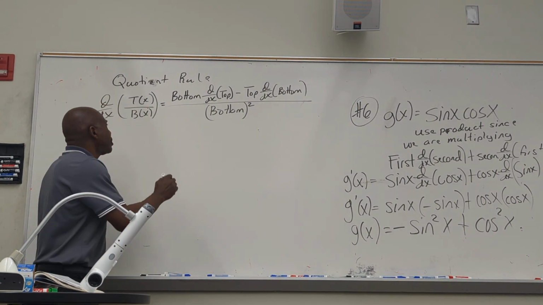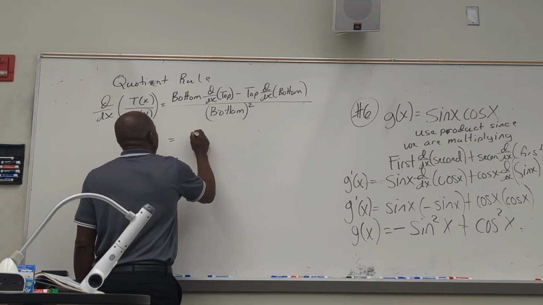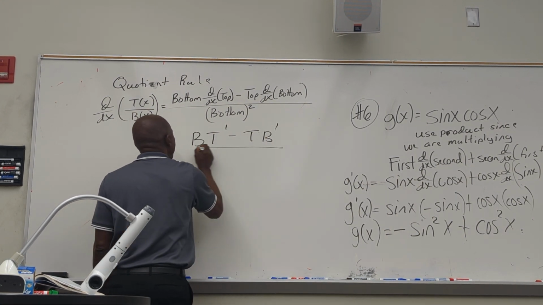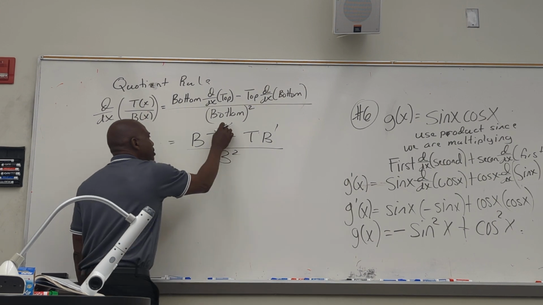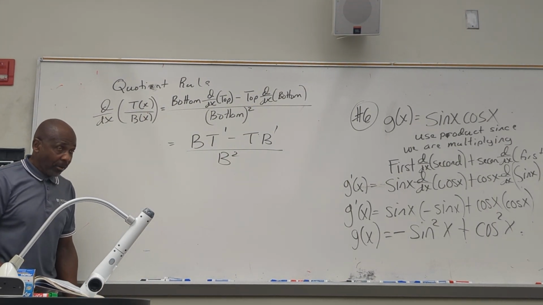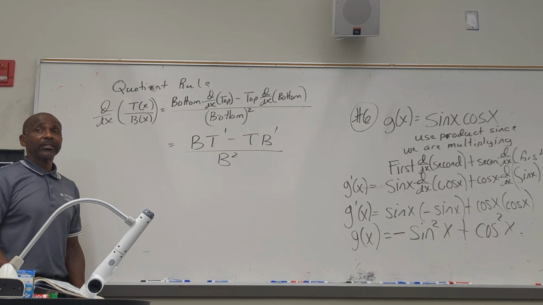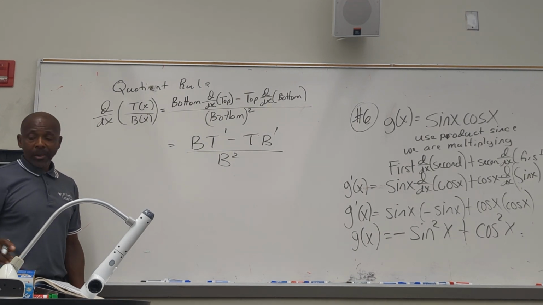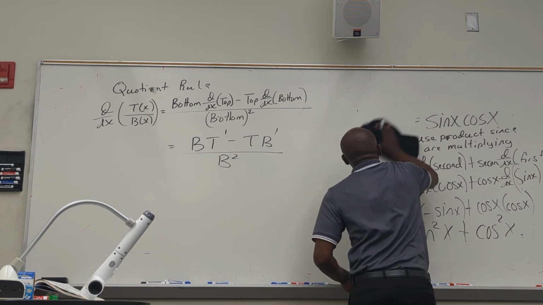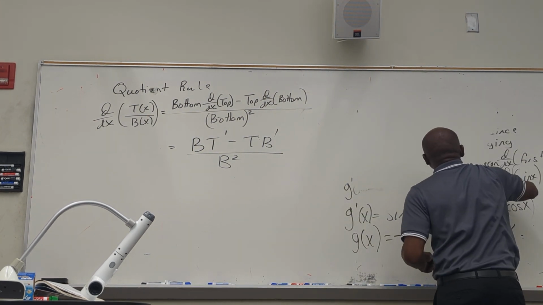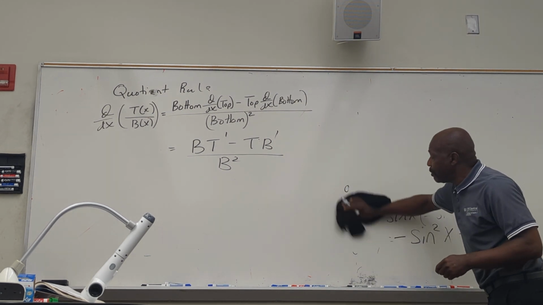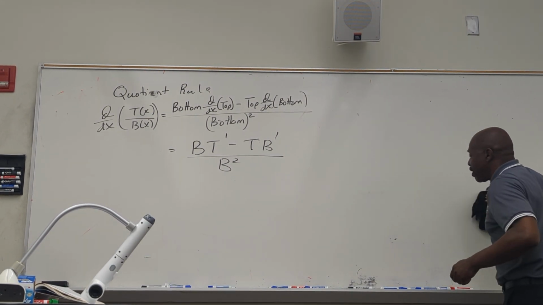Now, if you don't like it this way, class, some people say this: BT prime minus TB prime all over B squared. And what does the prime stand for, class? It stands for the derivative. We good, class? When are we going to use the quotient rule? When you divide. When you're doing what? Division. When you have division. When do you use the product rule?